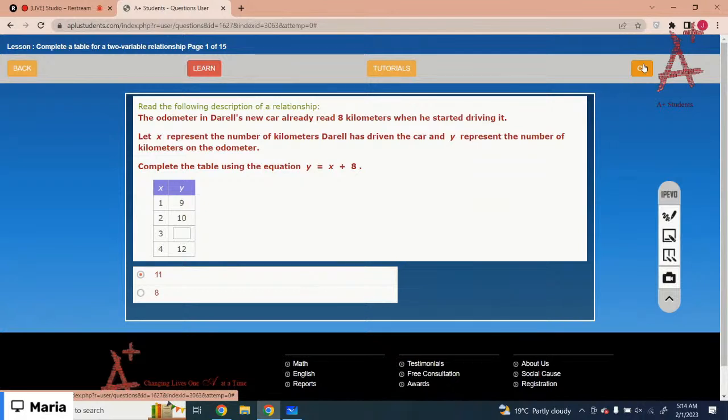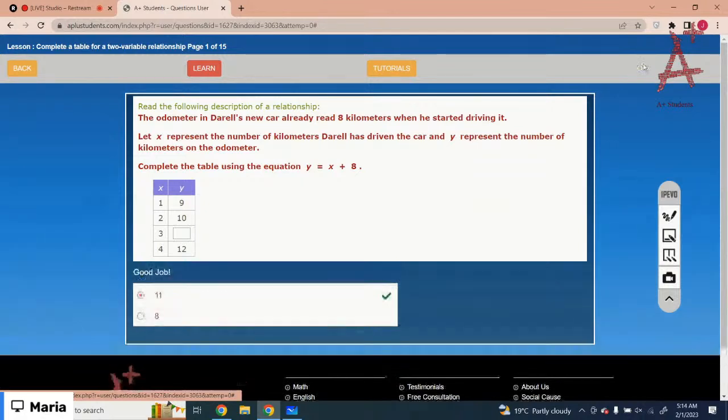Okay, the next one is, I forgot to click on the OK button.